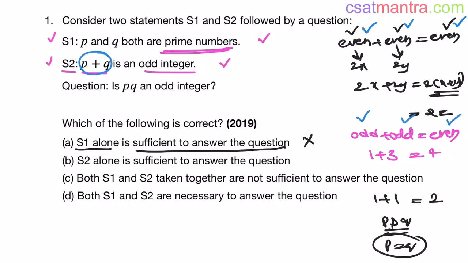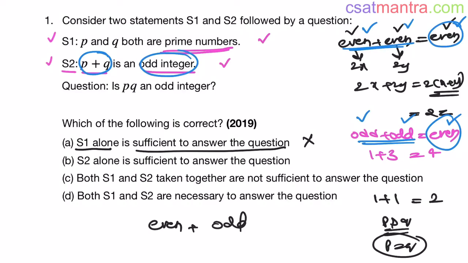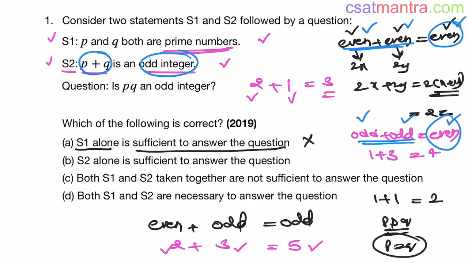So P and Q both cannot be even, my friends, and both cannot be odd, because we are getting even numbers here, whereas we want an odd integer. So among P and Q, one of them should be even and one of them should be odd, my friends. Then only we will be getting their sum as odd. See, 2 plus 3 is equal to 5, even plus odd, odd. Otherwise, 2 plus 1, even plus odd, that is equal to 3, which is odd. So you add any even number and any odd number, my friends, you will always get an odd number.